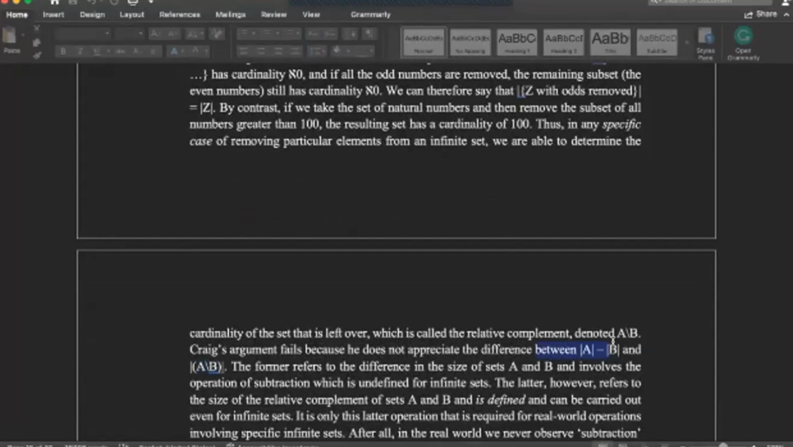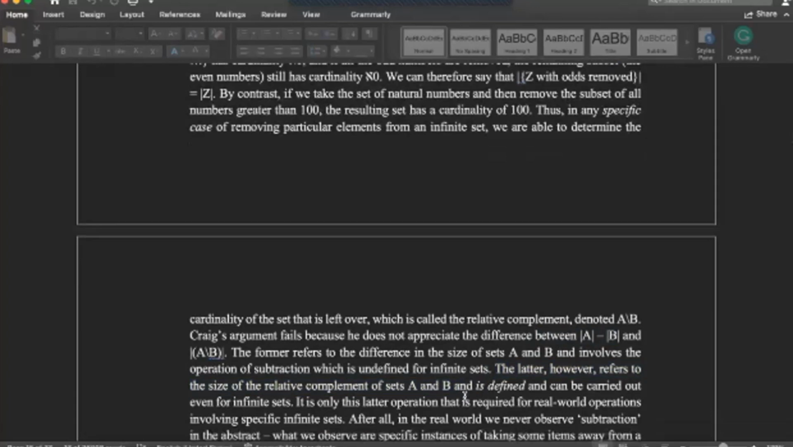The former here, the cardinality of A minus the cardinality of B, refers to the difference in the size of sets A and B, and involves the operation of subtraction, which is undefined for infinite sets. The latter, however, refers to the size of the relative complement of sets A and B, and is defined and can be carried out even for infinite sets. It is only this latter operation that is required for real-world operations involving specific infinite sets.